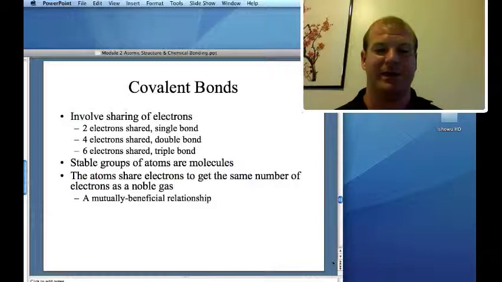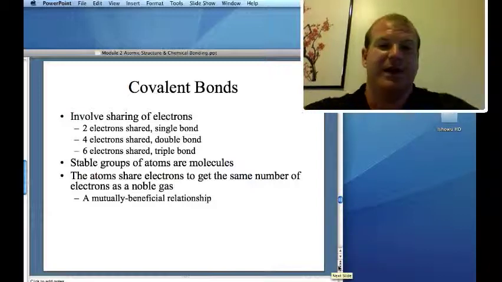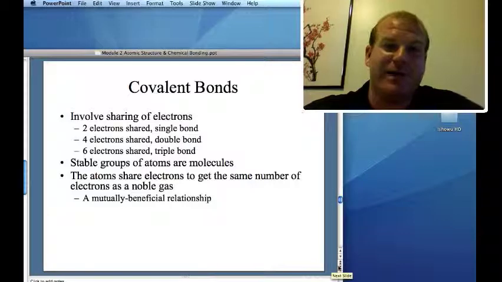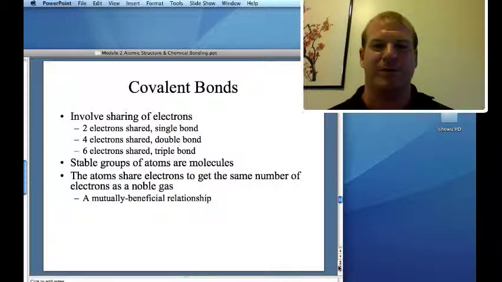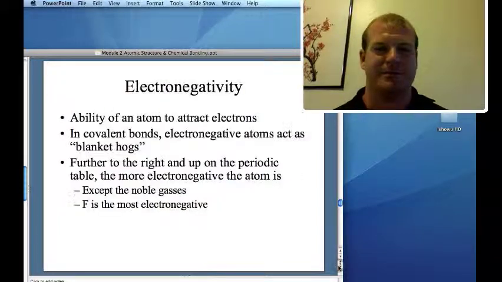Covalent bonding is when electrons are shared. When two electrons are shared, you have a single bond; four, a double bond; six, a triple bond. And these are stable. Remember we talked about how molecules are stable. And why do they do this? Well, they do this as a friends-with-benefits type relationship. When they join together, they both have a noble gas configuration. Remember, atoms try to be like the noble gases, and they will bond to form noble gas-like relationships.